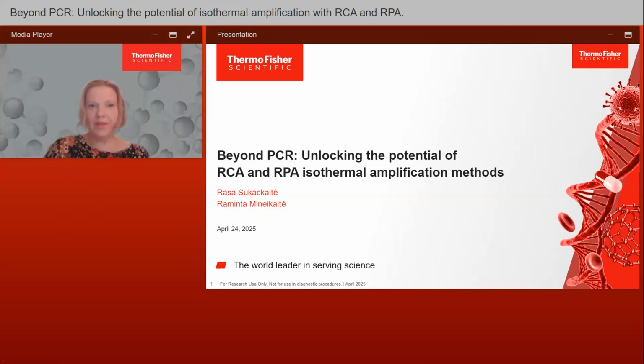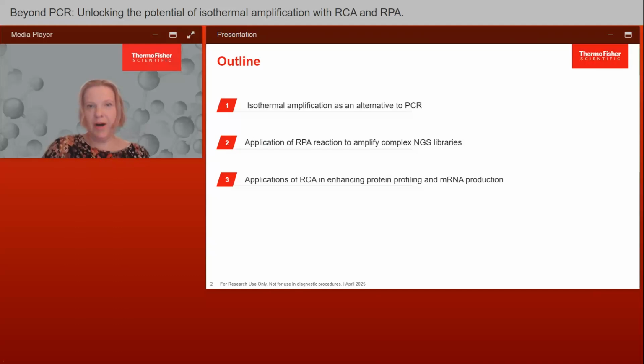Today, we will present about isothermal amplification as an alternative method to polymerase chain reaction. First, I will start with recombinase polymerase amplification and how it can be used to amplify complex NGS libraries. And later, Raminta will present about rolling circle amplification and mRNA production.